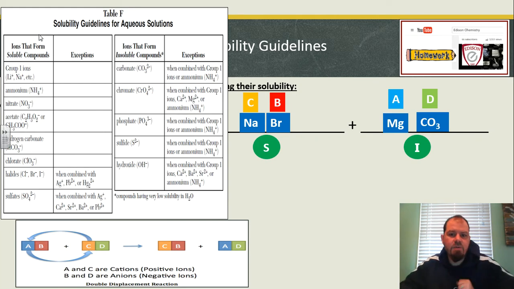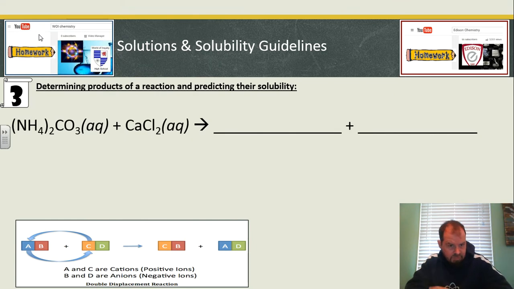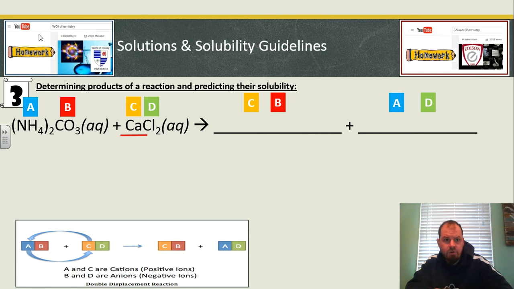2 more of these and we'll call it a day. Okay, so next one. Again, I'm going to code it up with the A, B, C, and D. And I know that C goes with B and A goes with D to form my double replacement. And if you put the one that says CB on the second and the one that says AD on the first, that's okay.